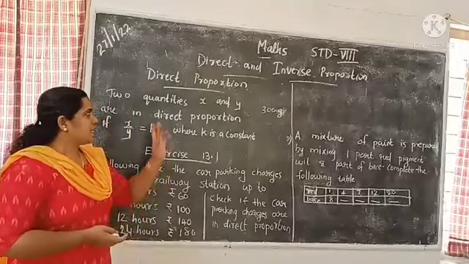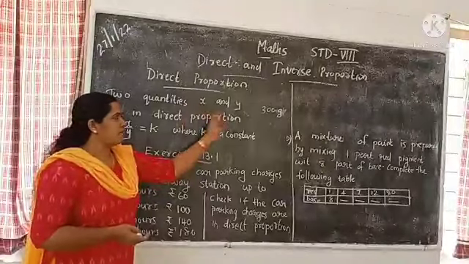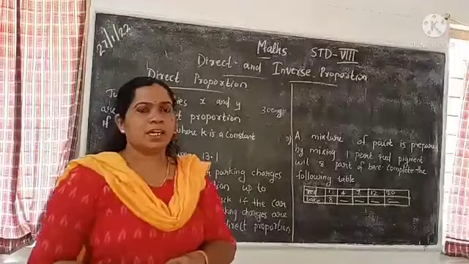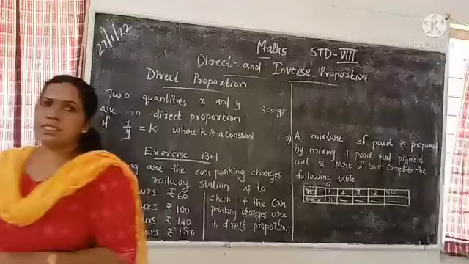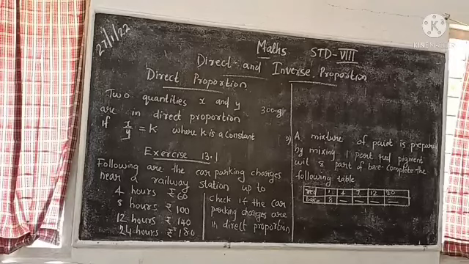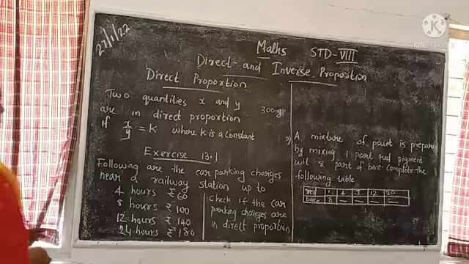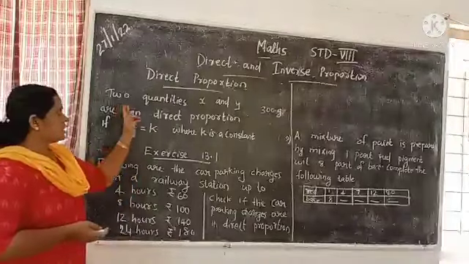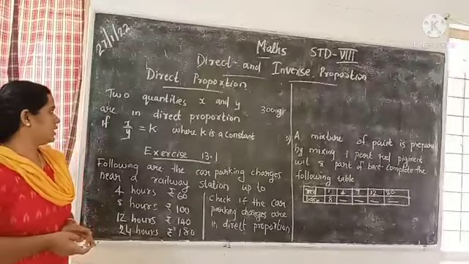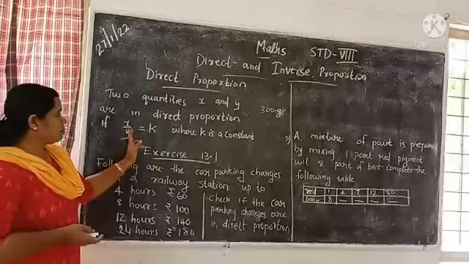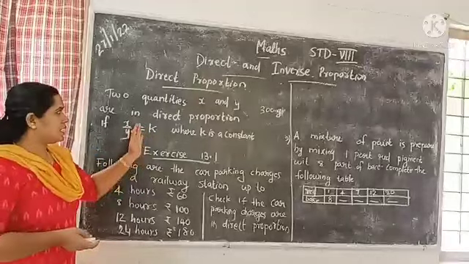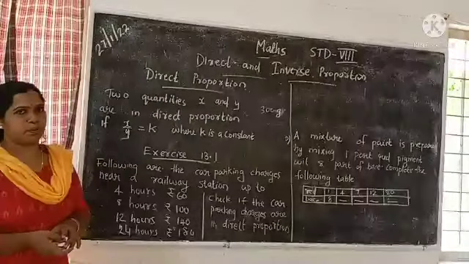In the first part, 2 quantities x and y are in direct proportion. That is, if the number of persons increases, the amount of substance needed also increases. In such situations, the 2 quantities x and y are said to be in direct proportion. If x by y is a constant, then we can say that x and y are in direct proportion.